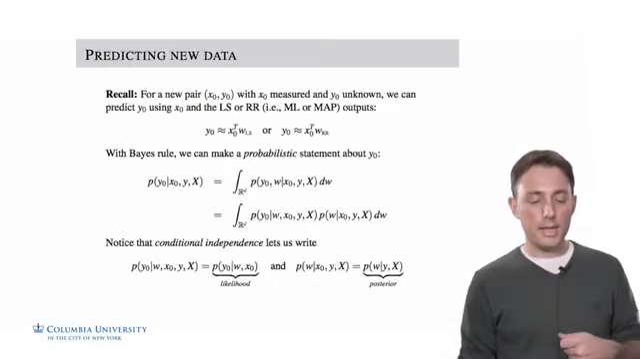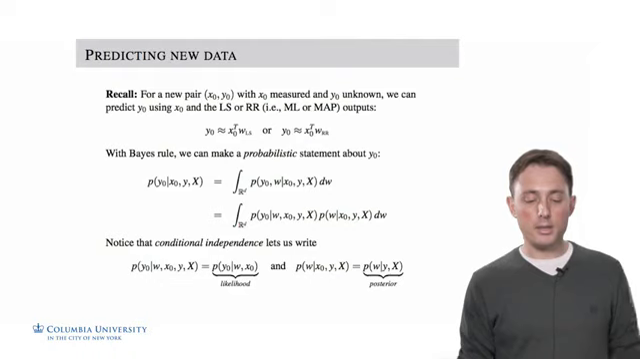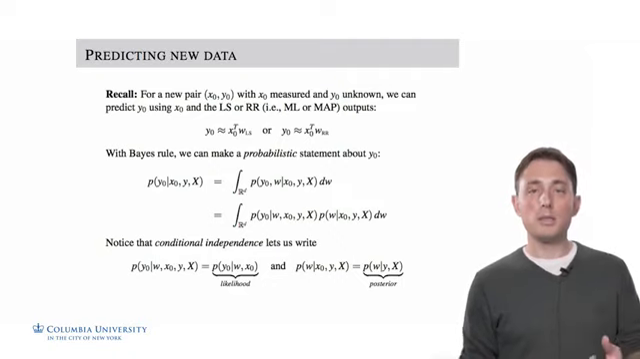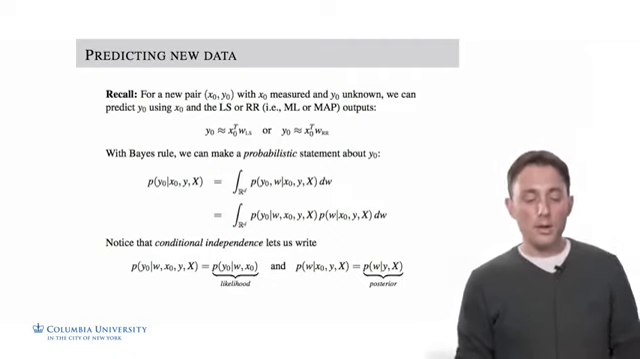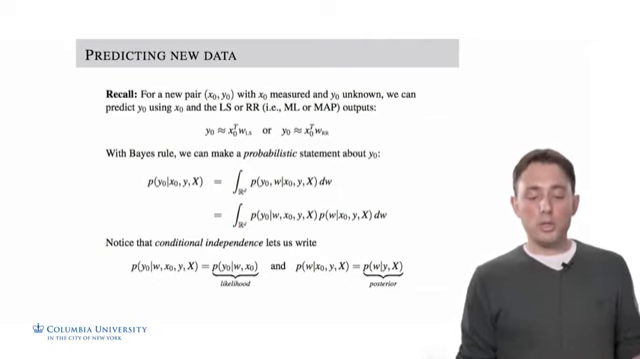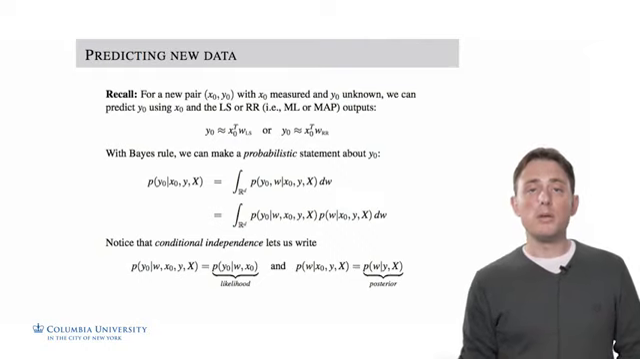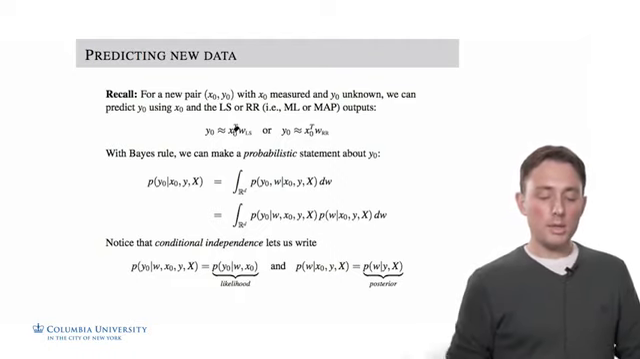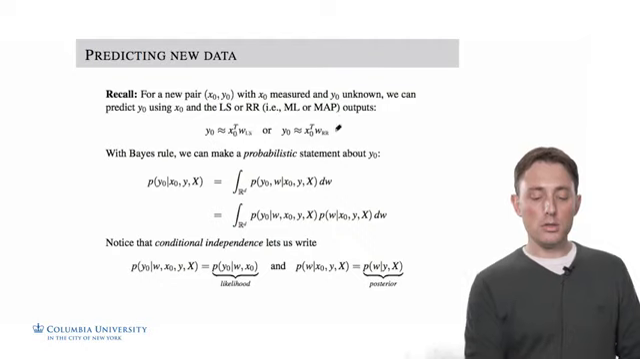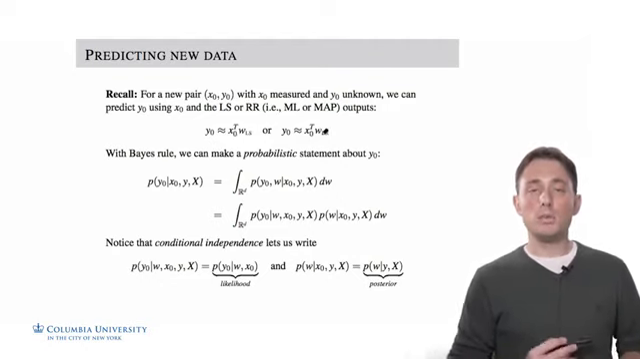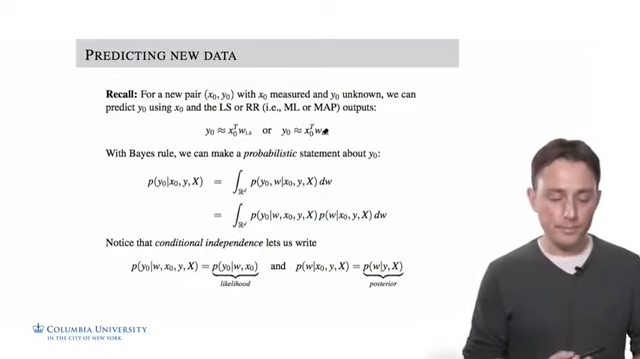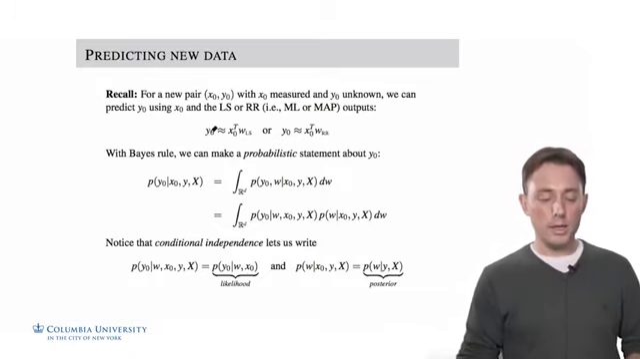Let's recall that we have a new pair, x naught, y naught, where x naught is the measured covariates, and we want to use x naught to somehow predict the unknown response variable y naught. We saw how using the least squares or the ridge regression solutions, which correspond to the maximum likelihood or the MAP solutions, we simply say that we believe y naught is approximately equal to the dot product between x naught and either the least squares solution or the ridge regression solution. In both cases, we have a point estimate of W, and so we give a point estimate of our prediction with no uncertainty about what we think y naught is.